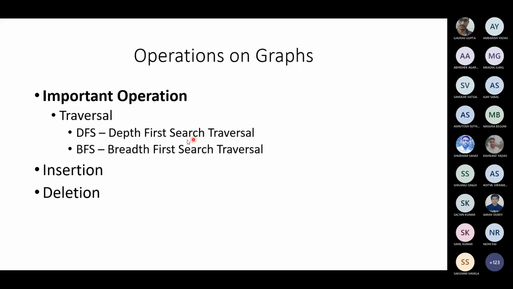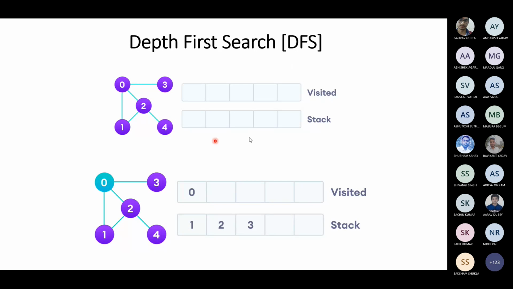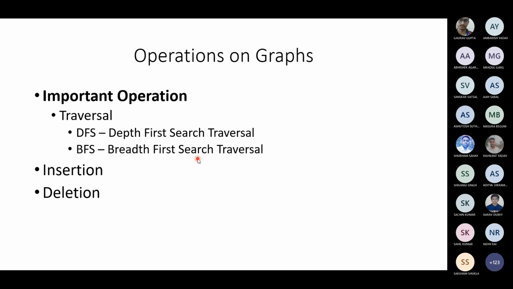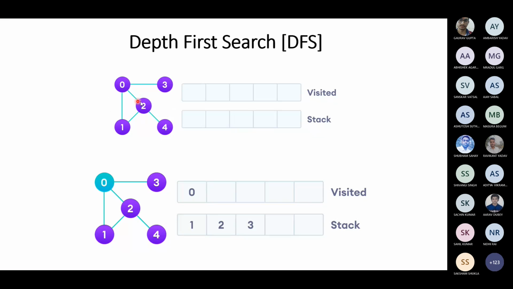We will try to understand the traversal, which is a very important operation in graphs. We have two ways to traverse the graph: depth first search and breadth first search traversal. Let us first understand depth first search traversal. Depth first search traversal uses the concept of a stack. Breadth first search traversal uses a queue. Okay, we will see one example.